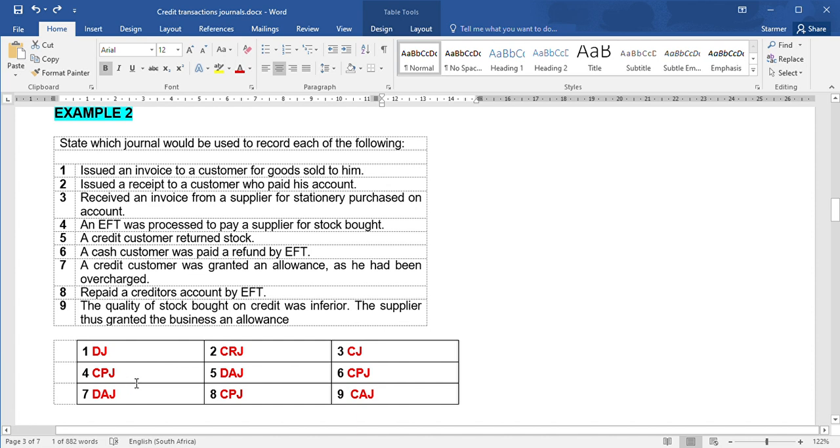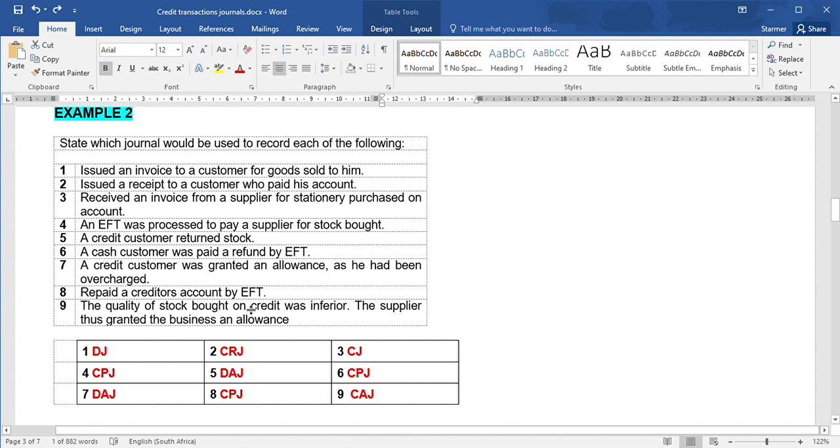Number 5 first. A credit customer returned stock. When a customer returns stock to you, you give them a credit note that gets recorded in the debtor's allowances journal. And number 6, a cash customer was paid a refund by EFT. They're spending money there, so it gets recorded in the cash payments journal.